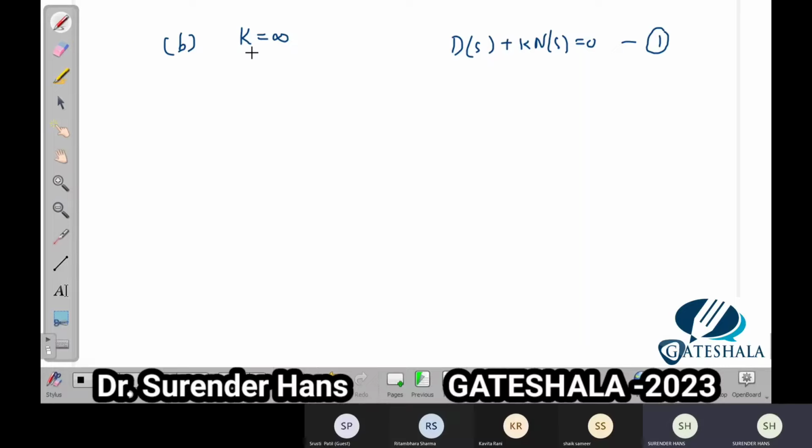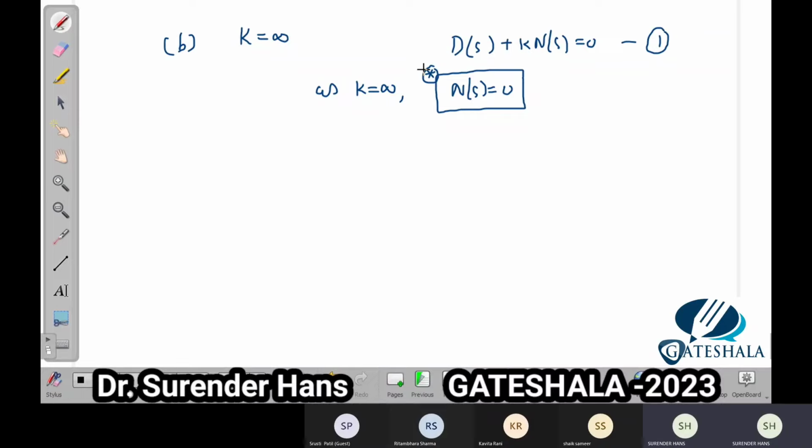If I put this k is equal to infinity in equation number 1, what will I get? As k is equal to infinity, n(s) is equal to 0. This n(s) is equal to 0. Clear?